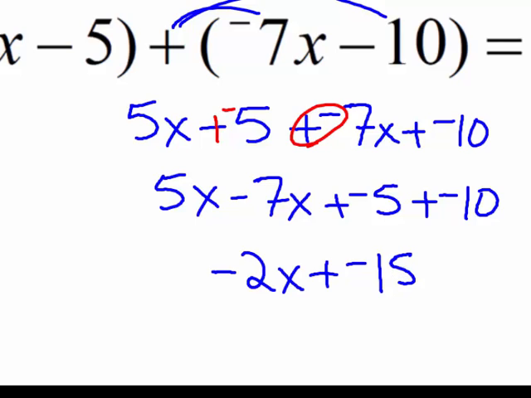And plus a negative is always best. Well, not always, but in many cases, it's best to say minus. So the simplified algebraic expression is a negative 2x minus 15.